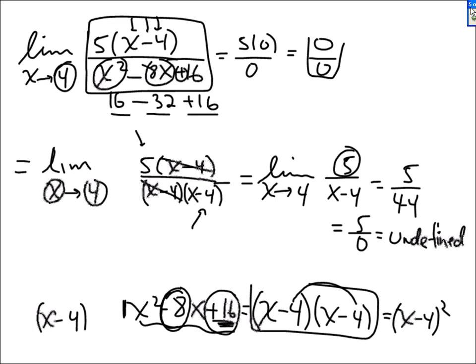Here's the case where 0 over 0 was undefined. 0 over 0 in the end can turn out to be anything: 11, undefined, negative the square root of 3, 0, 9 over 4, can be anything.